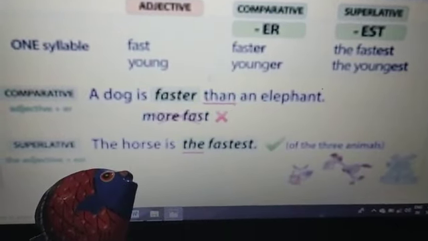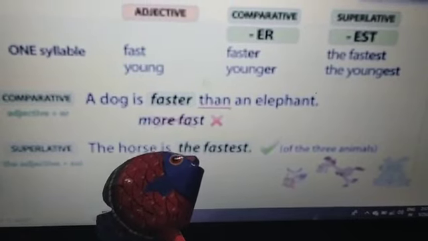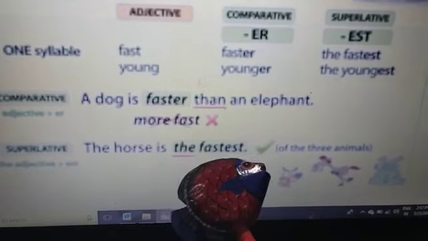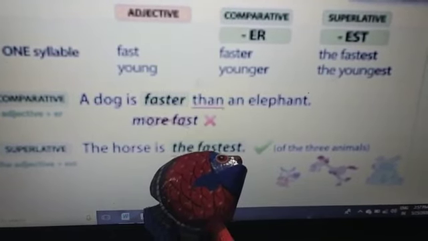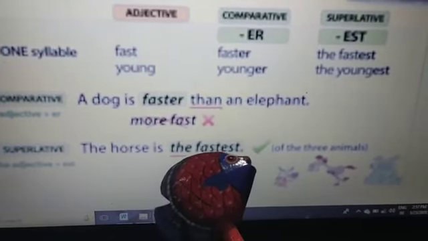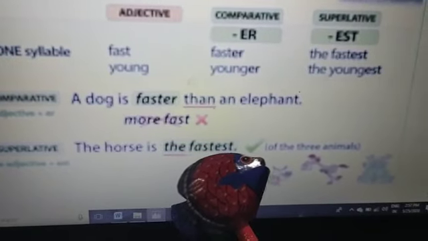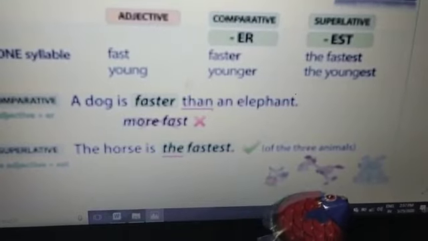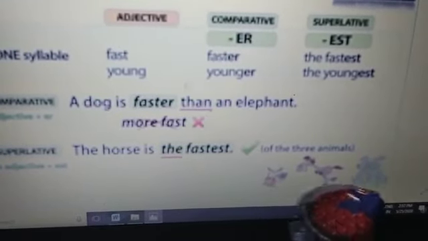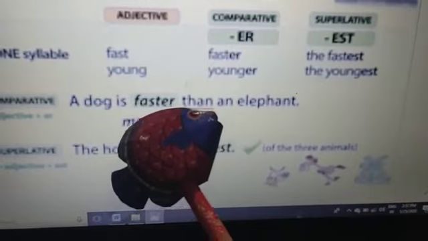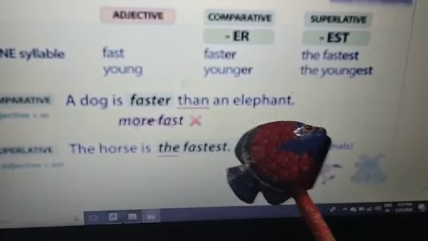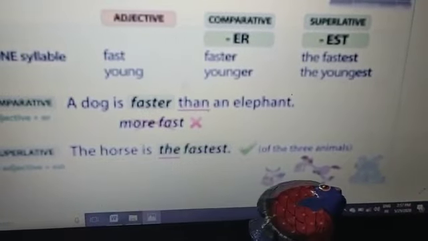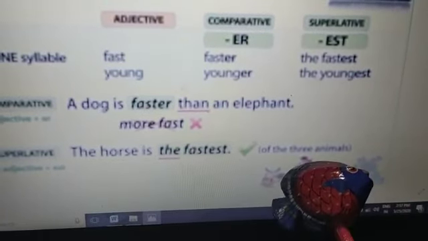In superlative degree, we add EST. The horse is the fastest. Here we have used the fastest. Always remember to write the before the word. And you will add EST in a superlative degree. This is right. The horse is the fastest. These are the two animals, dog and elephant, which we have compared. And we have written faster than, a dog is faster than an elephant. And among these animals, who is the fastest? The horse is the fastest.